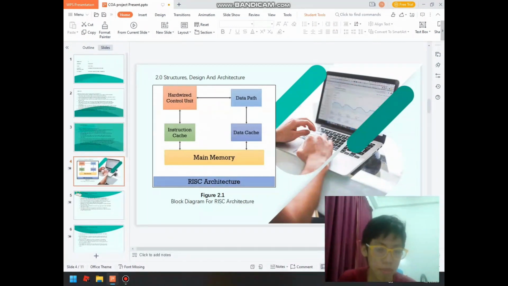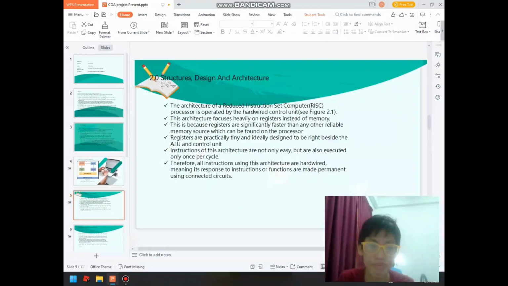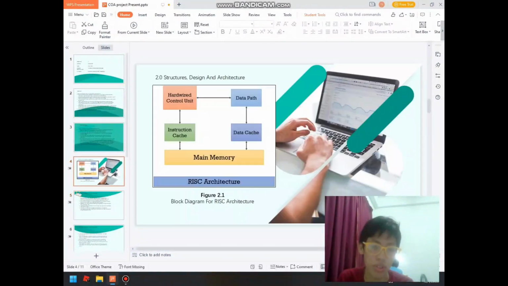Now on to structure, design, and architecture. Here we can see the block diagram for RISC architecture. In RISC architecture, data is moved interchangeably between the main memory, data cache, data path, hardwired control unit, and instruction cache. The architecture of a reduced instruction set computer processor is operated by the hardwired control unit.